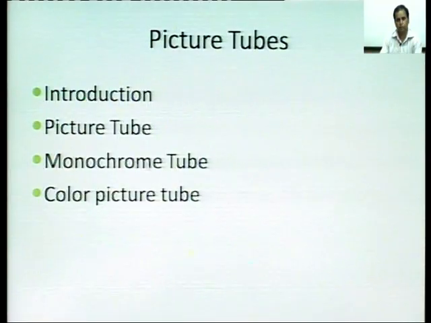Then we will move to the last part, which is color picture tubes. As we have a monochrome picture tube, similarly we have color picture tubes. Nowadays we normally see color picture tubes, and the output is seen in the form of color images. These color images are formed with the help of color picture tubes. These picture tubes are further divided into three types which we will cover: delta gun, precision inline and trinitron. These are the three basic tubes discussed under the heading color picture tube.